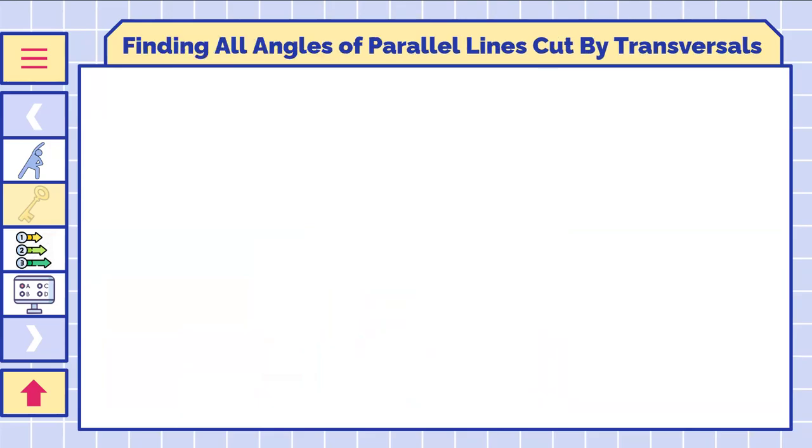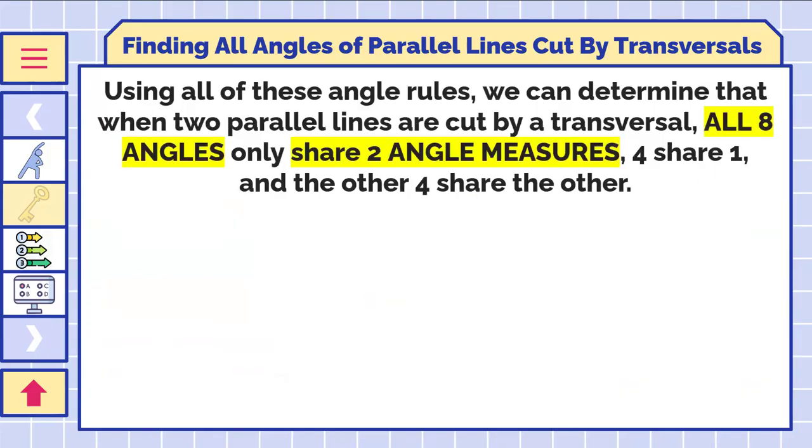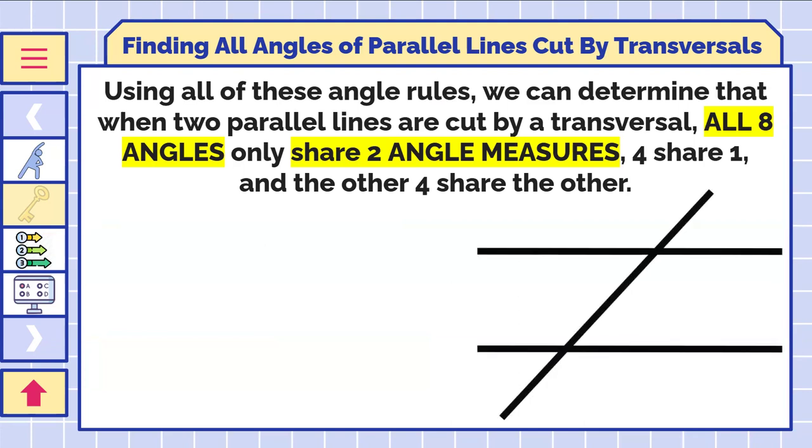Next thing to discuss. How do you find all the angles of parallel lines cut by a transversal? Using all of these angle rules, we can determine that when two parallel lines are cut by a transversal, all 8 angles only share 2 angle measures. 4 share the first angle, and the other 4 share the other angle. So even though it can look really complicated to see 8 different angles, in the end, there's actually only going to be 2 different angles you're going to be sharing between these 8 angles.